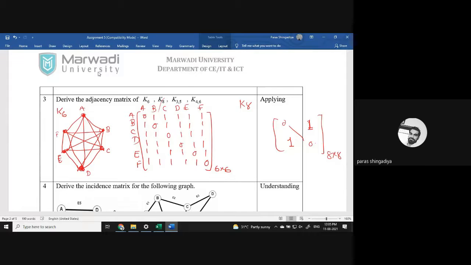ठीक है. और यहाँ पे हमने 6x6 मैट्रिक्स बनाया. In place of 6x6 we will get 8x8. ठीक है, 8 क्रॉस 8. और ये पूरा प्रिंसिपल डायगोनल 0 होगा वहां पर. बाकी सब जगह पे क्या एंट्री होगी, that is 1.